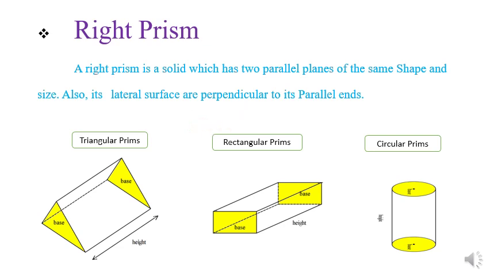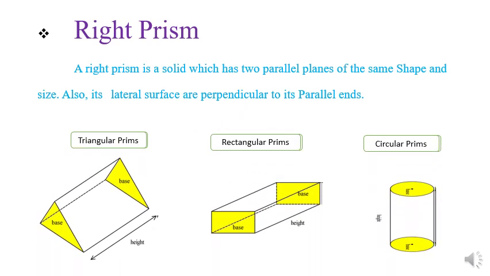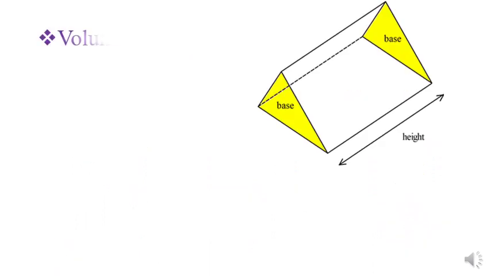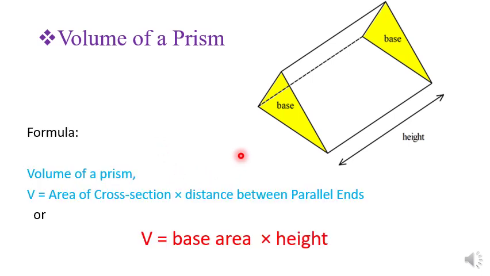Okay, so let's go to the important part of the lesson, the volume of a prism. What formula do you use to find the volume of a prism? Here is the formula, class. Volume of a prism, V, equals the area of cross section multiplied by the distance between two parallel ends. So to find the volume of a prism, you take the area of cross section multiplied by the distance between two parallel ends. Don't be confused, class.